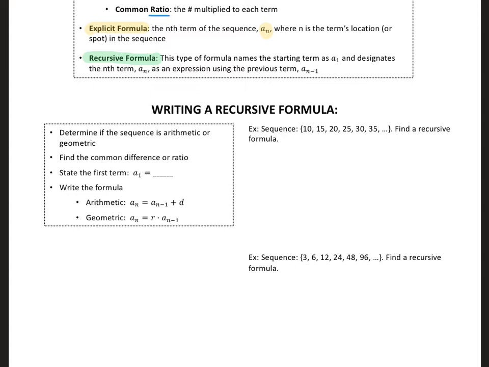If it's arithmetic, it would be a sub n is equal to a sub n minus 1, which denotes the previous term, plus d, which is your common difference. Or if it's geometric, it would look like a sub n equals r, which is that common ratio, times a sub n minus 1, which again is that previous term.